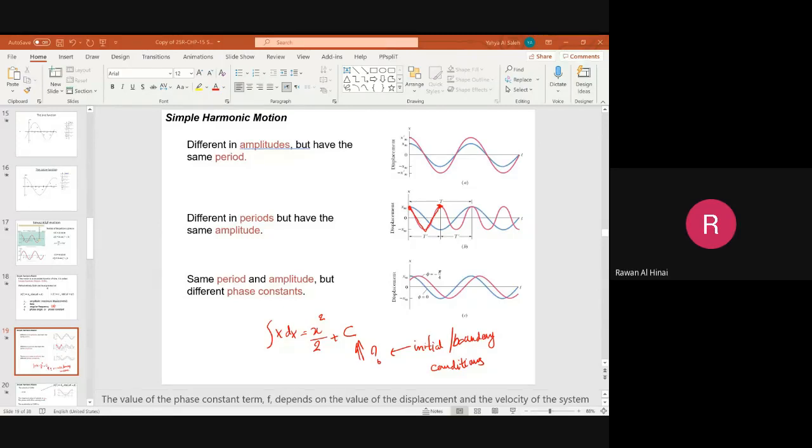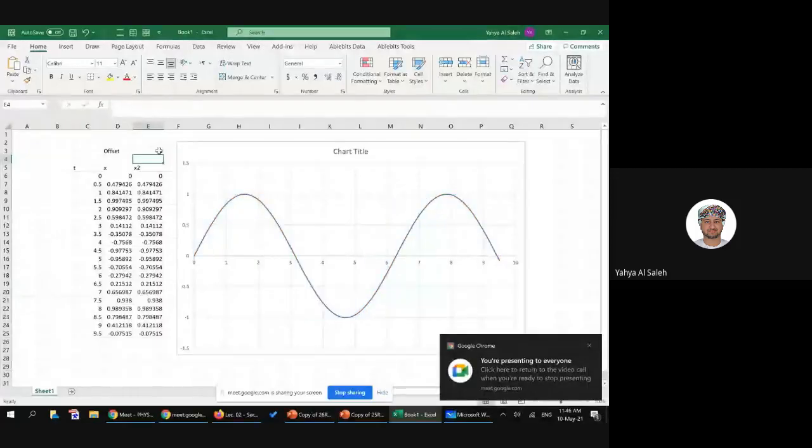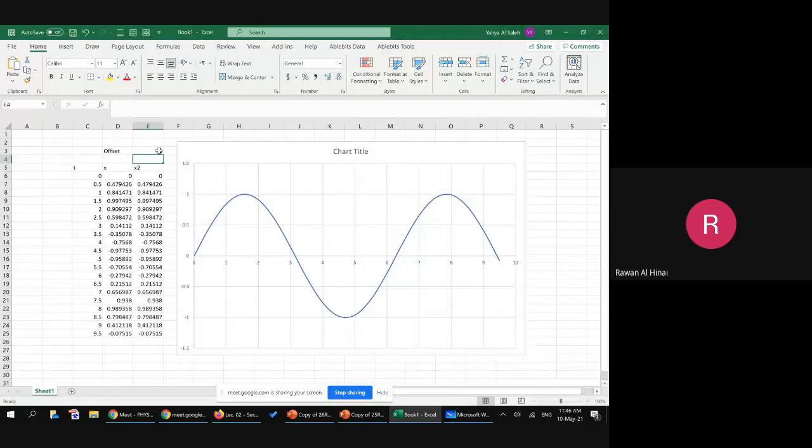Victor, we cannot see the other screen. Only we can see the PowerPoint. You should have told me this before. 1 second. Can you see my screen now? Yes. Okay.